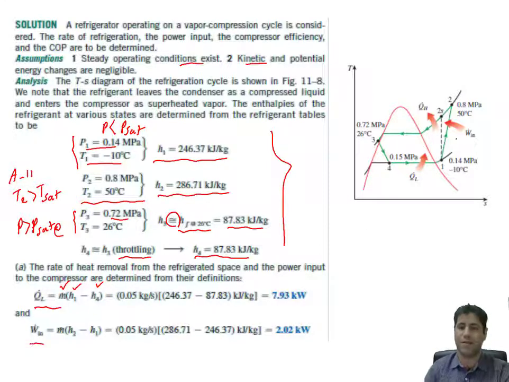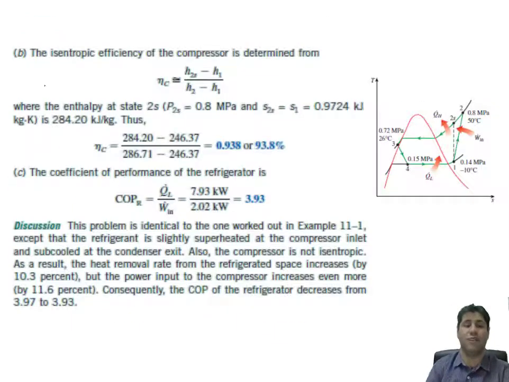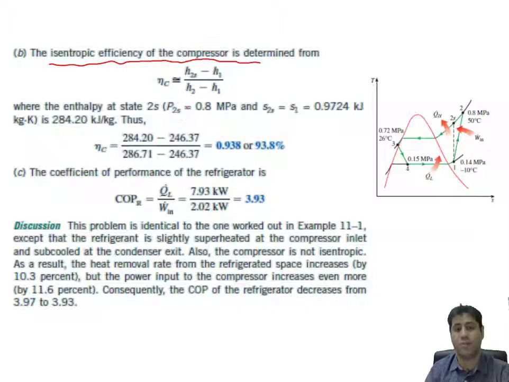Same for W dot in, which in this process is m dot (H2 minus H1), and we have H1 and H2. Simply we can calculate W dot in as well. In part B, we need to calculate the isentropic efficiency of the compressor. As I told you in the previous session, we can use this equation.